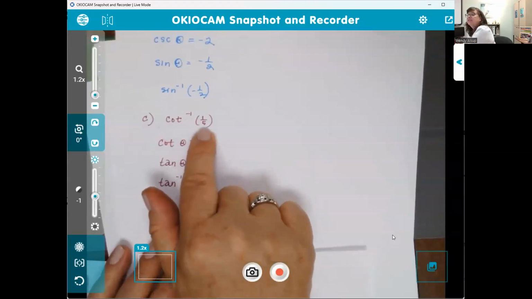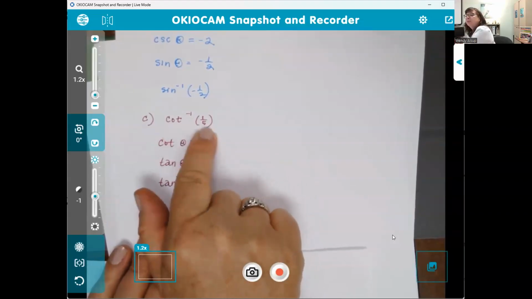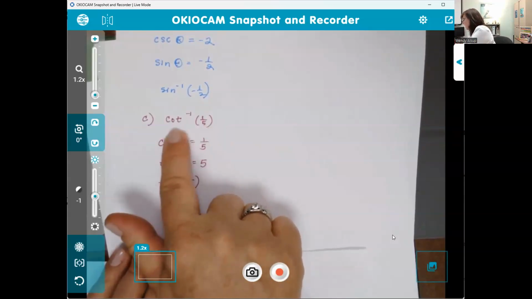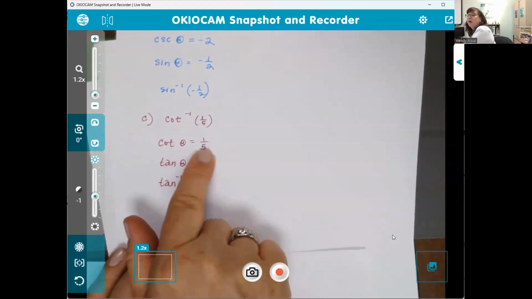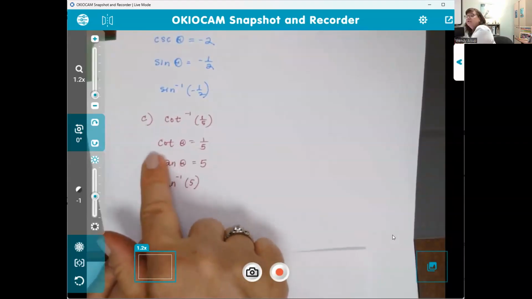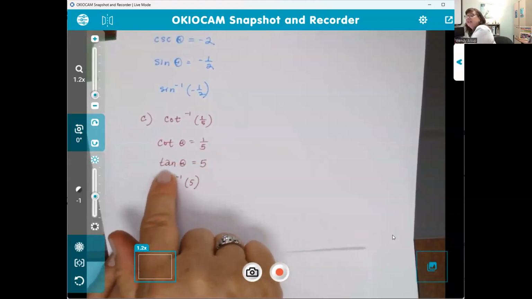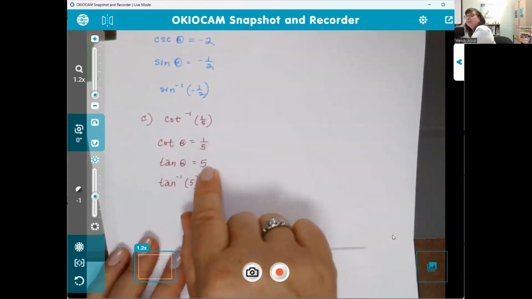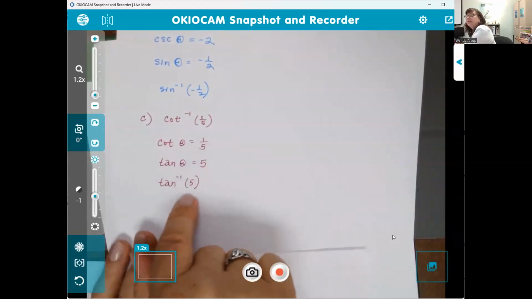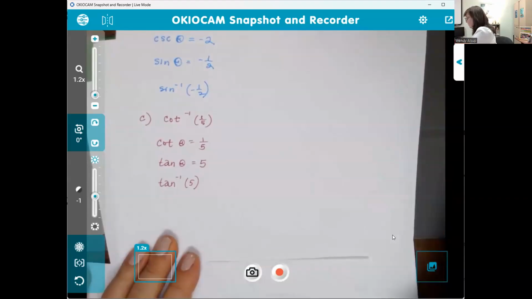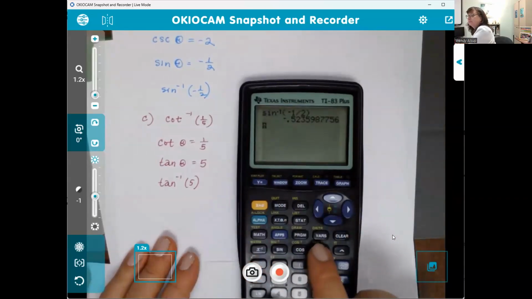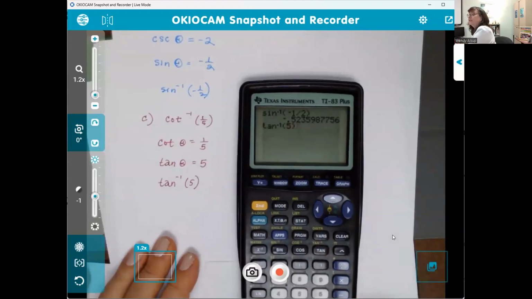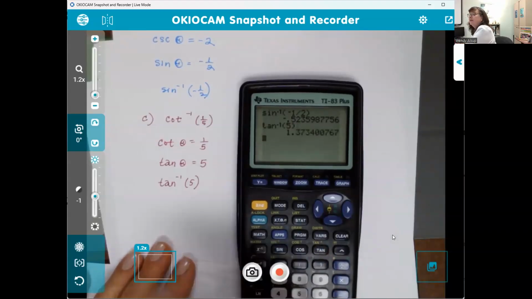The inverse cotangent of 1/5, the question we're asking is what angle? This is going to equal an angle. What angle would have a cotangent of 1/5? And if you change it to tangent, the tangent of what angle is the reciprocal of this, which is 5. And so then you can use the inverse tangent of 5. And I'm going to stop with this when you get 1.37 in radians.